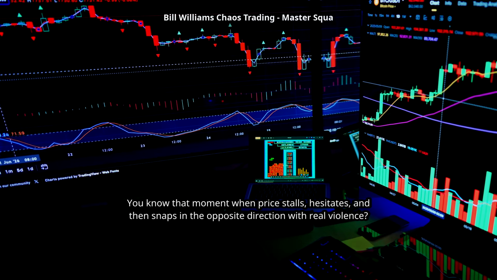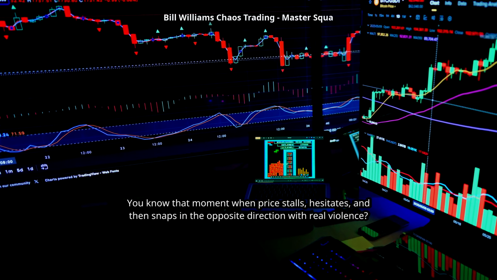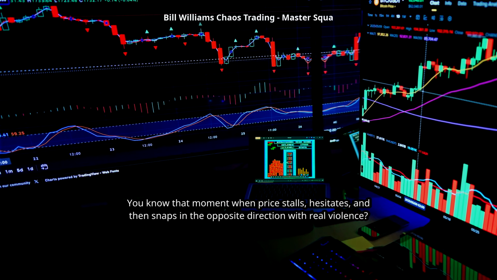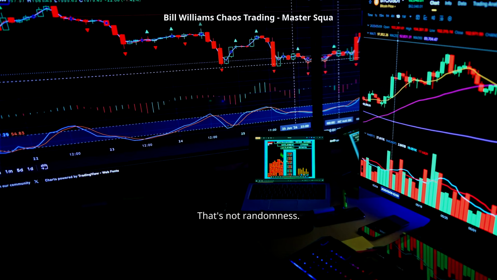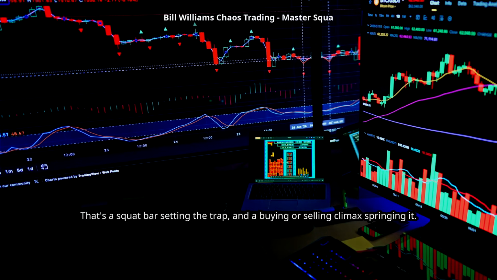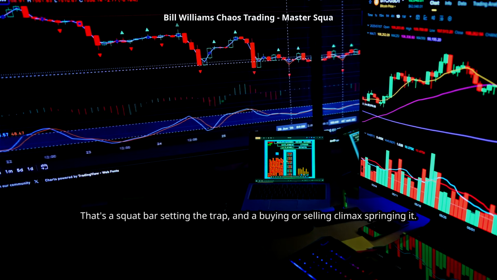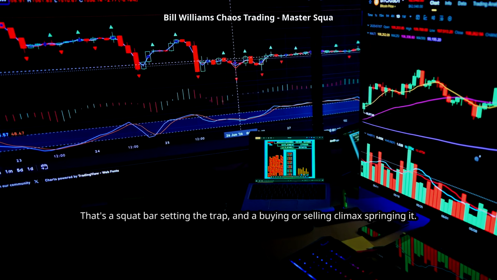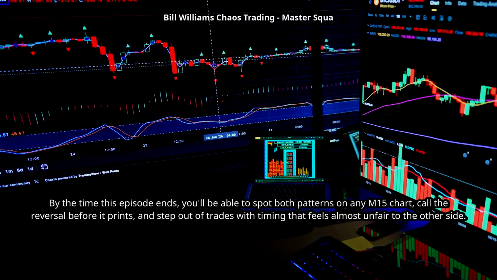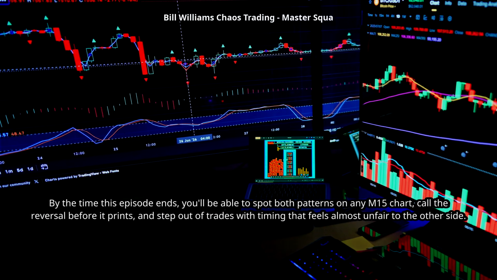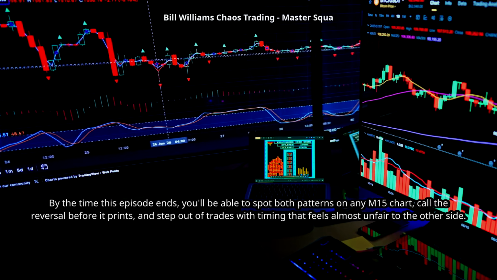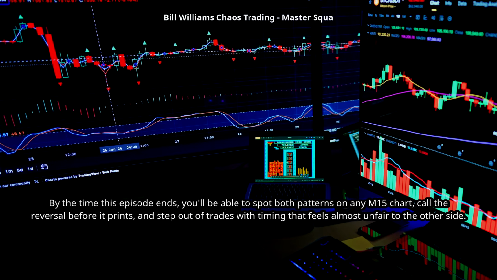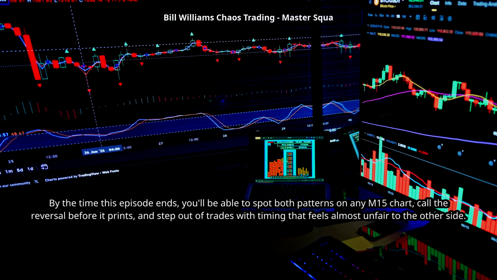You know that moment when price stalls, hesitates, and then snaps in the opposite direction with real violence? That's not randomness. That's a squat bar setting the trap and a buying or selling climax springing it. By the time this episode ends, you'll be able to spot both patterns on any M15 chart, call the reversal before it prints, and step out of trades with timing that feels almost unfair to the other side.